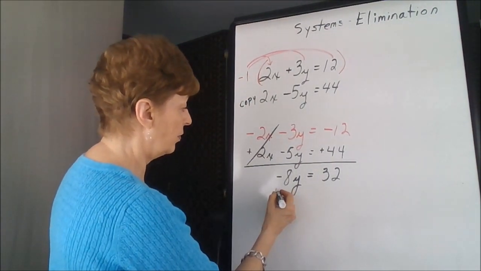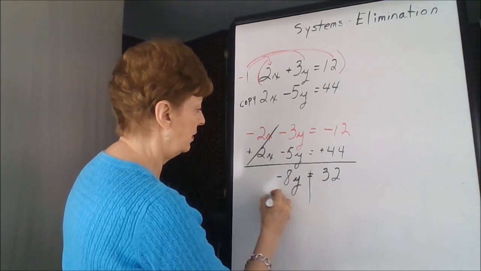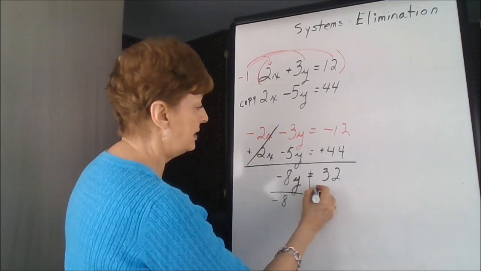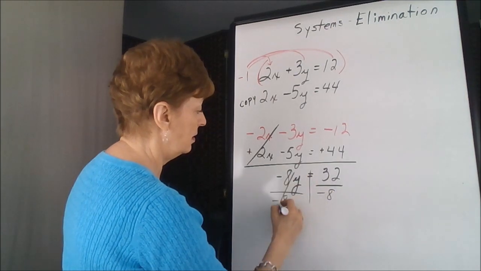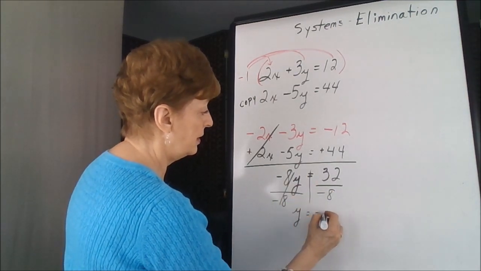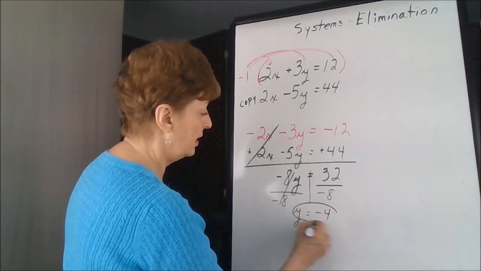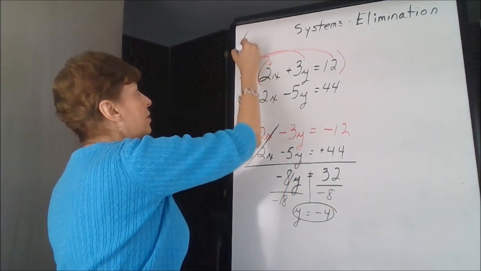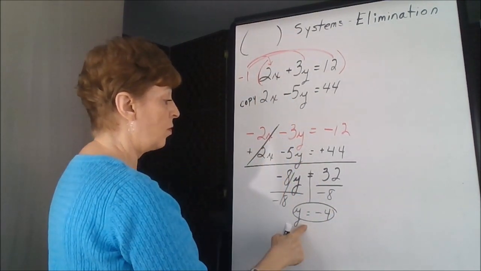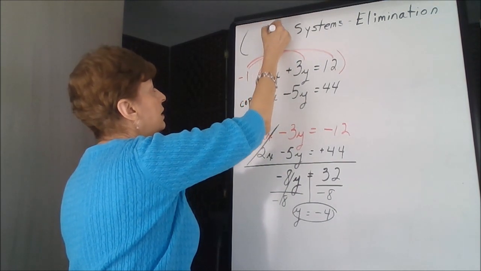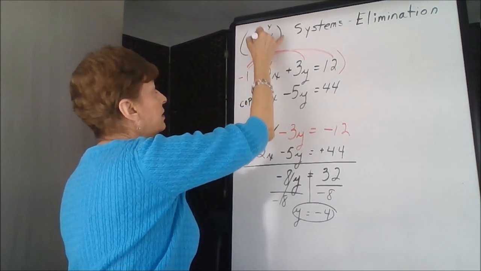Let's solve for y. Divide by a -8 on each side. Y is equal to a -4. That's my first value in my ordered pair, but that's my y term. So I'm going to go -4.